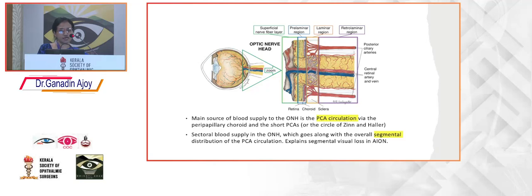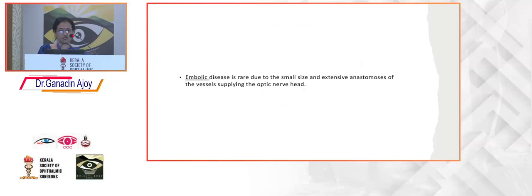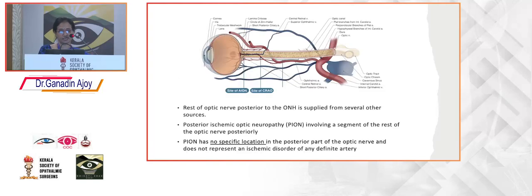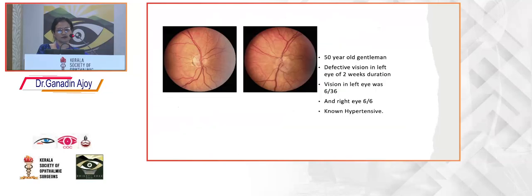In terms of blood supply, the optic nerve head is primarily supplied by the PCA, or the posterior ciliary circulation arteries. So it is basically a segmental distribution. This causes a sectoral blood supply to the optic nerve head and explains a segmental visual loss in AION. Embolic disease is rare. This is because of the small size and the extensive anastomosis of the vessels that supply the optic nerve head. Whereas a posterior ischemic optic neuropathy has no specific location, any part beyond the ONH up to the chiasma, and there is no specific definite artery to pinpoint. So let's get into a case.